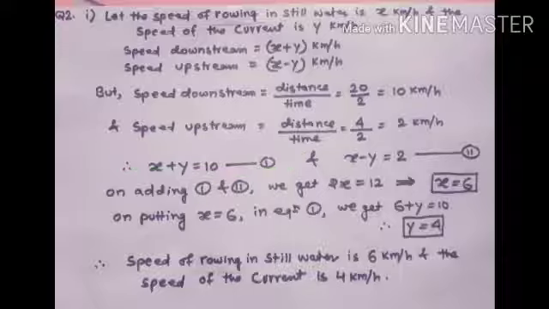And on adding 1 and 2, we get 2x equal to 12, as the y in both equations is with opposite sign. So on adding equation 1 and 2, we get 2x equal to 12, and finally x as 6. And on putting this x as 6 in equation 1, or you can put in equation 2, you will get 6 plus y equal to 10, and finally the value of y as 4. Now we are in position to say that the speed of rowing in still water is 6 km/h and the speed of current is 4 km/h.